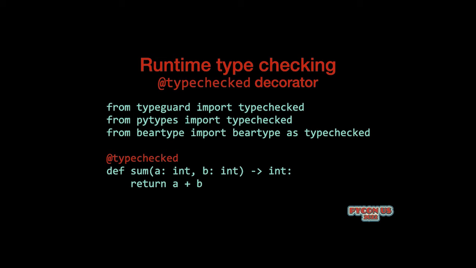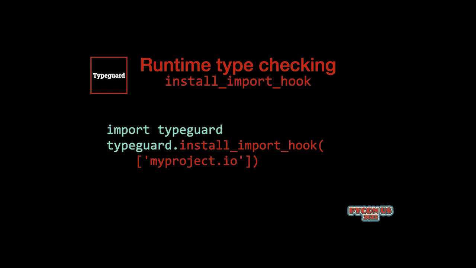The TypeGuard library in particular has something pretty fun where you can install an import hook where it'll just add this decorator to everything within a particular module at runtime as it is imported. So that allows you to put these checks everywhere in a particular module very, very quickly without a lot of invasive code modifications. So I think that's interesting. That's unique to TypeGuard at this time.